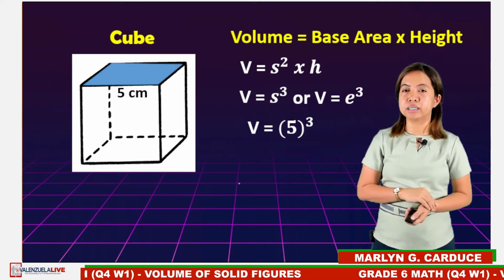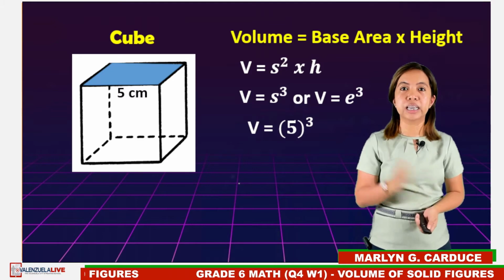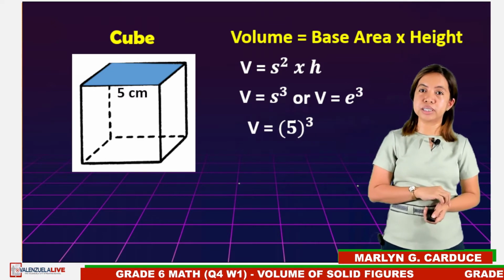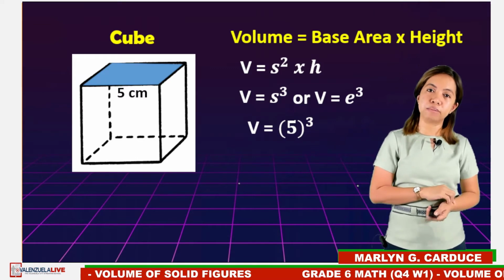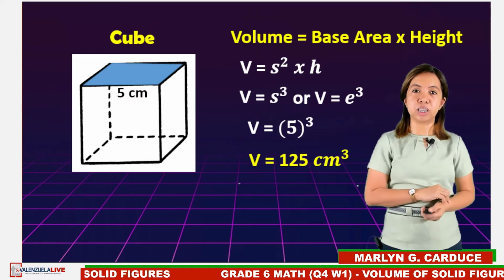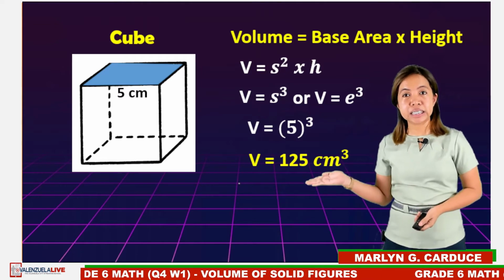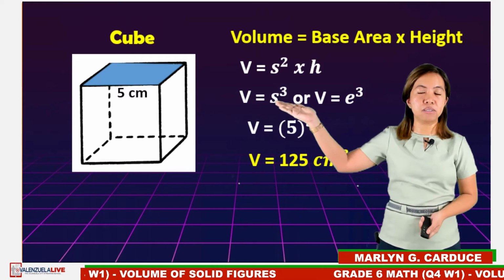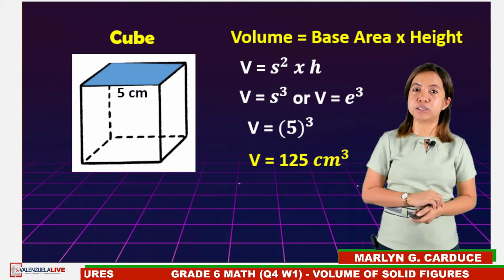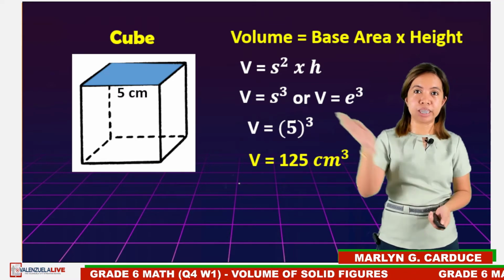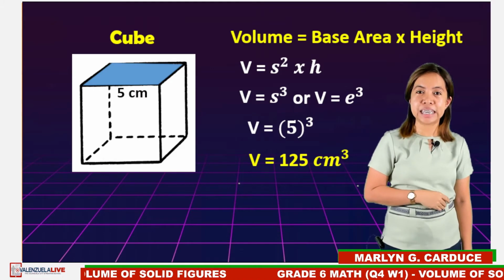In some references, we can see this volume is also equal to e cubed, or edge to the third power. Let's substitute the given measurement in our formula, which is 5 centimeters. So volume is equal to 5 to the third power. 5 times 5 times 5 gives us a product of 125 cubic centimeters. This is the volume of the given figure, the cube. Take note, class, that the formula for the volume of a cube is volume equals s cubed, or volume equals e cubed.